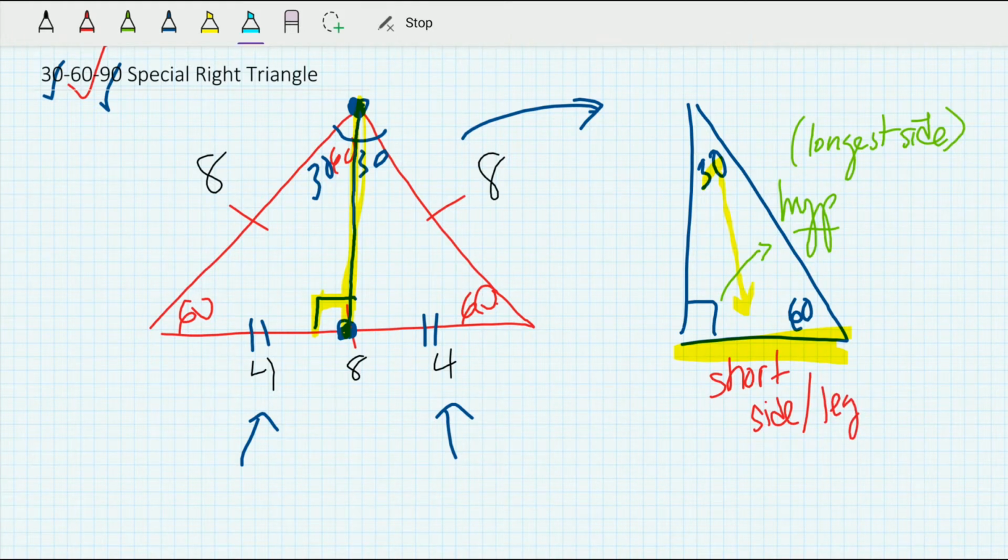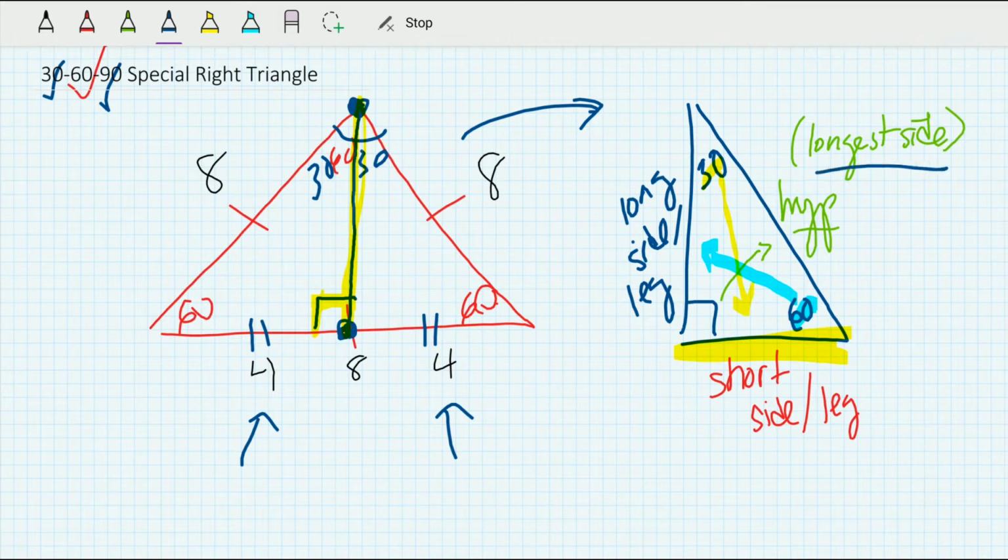And so now since this is the 60 degrees, the opposite side is going to be considered the long side, or if you want to call it the long leg, okay? Once again, it is not the longest side. The longest side is the hypotenuse, but we just call it the long side when we compare just the two legs. Technically, these are the two legs. The hypotenuse, that's just called the hypotenuse.